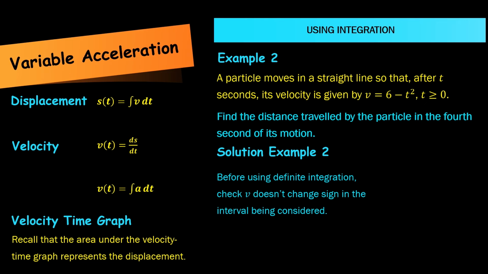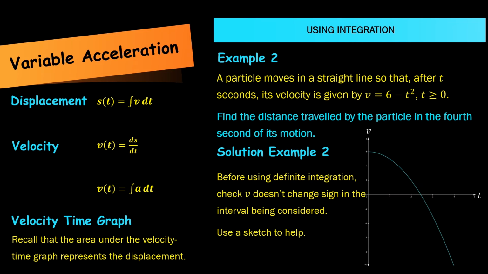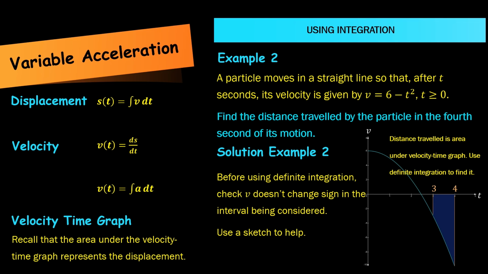Before we use definite integration, check that v doesn't change sign in the interval being considered. So let's use a sketch to help us. Here's a sketch of v equals 6 minus t squared. We're looking in the interval between 3 and 4. Here, the distance travelled is the area under the velocity time graph. We need to use definite integration to find this.